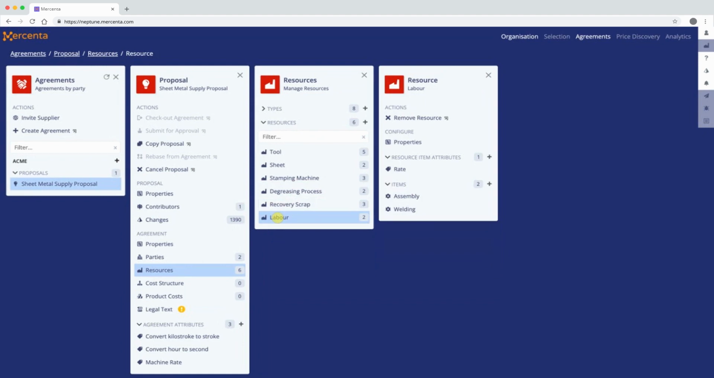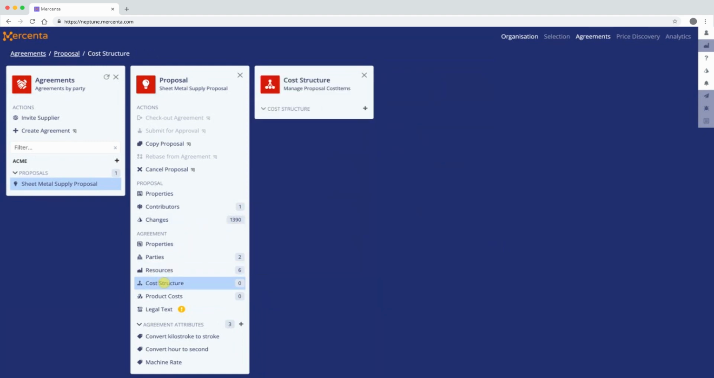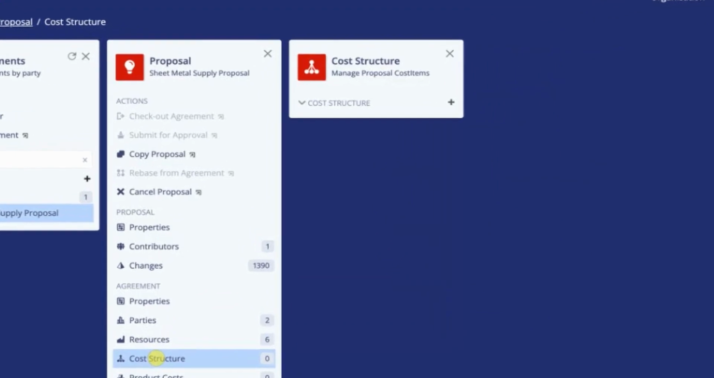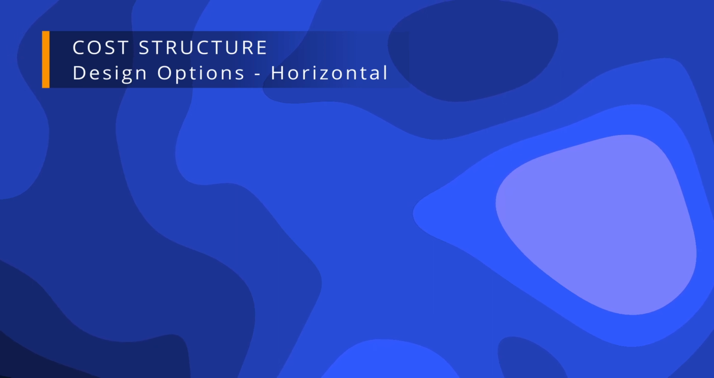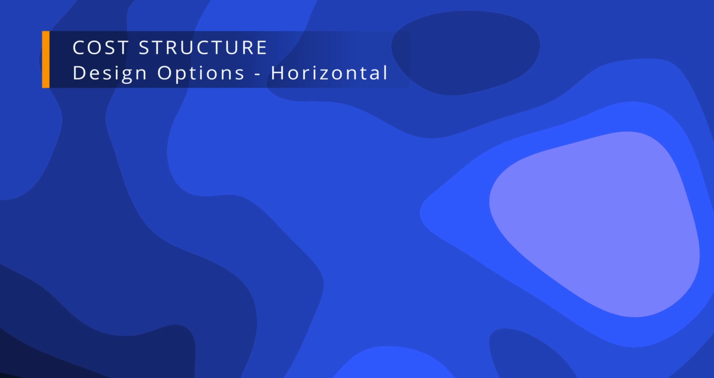In the same proposal menu, click Cost Structure in the Agreement section. When the Cost Structure menu loads, you'll notice that we haven't defined anything for this agreement yet. We'll do that shortly, but before we jump in, let's choose the best way to design it. The way I see it is that there are 2 ways to model the transfer steps, either horizontal or vertical.